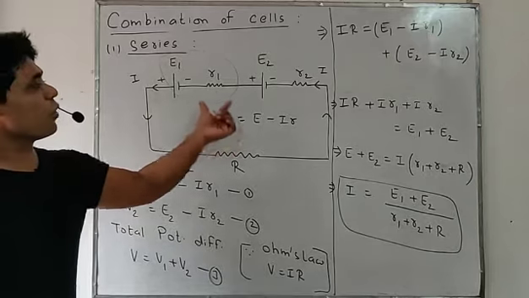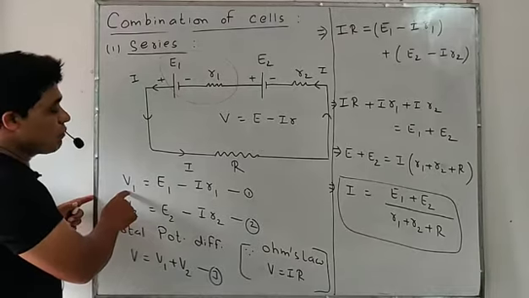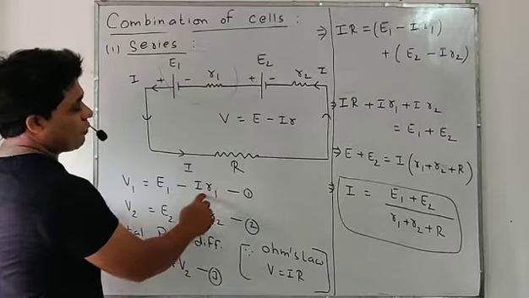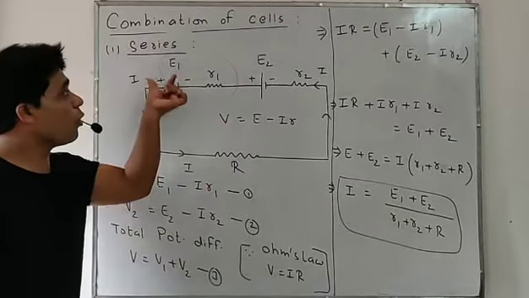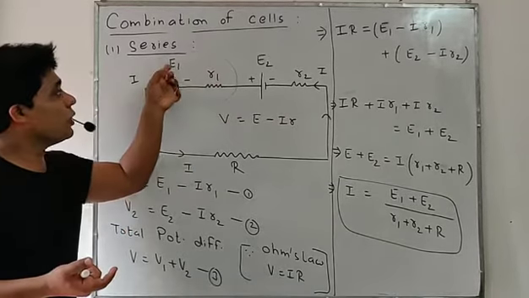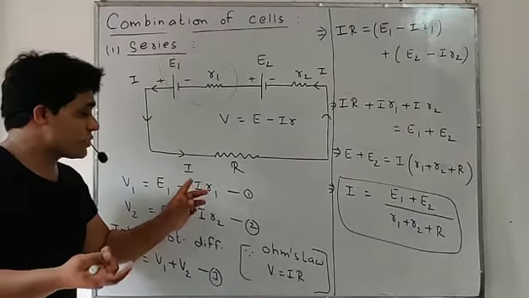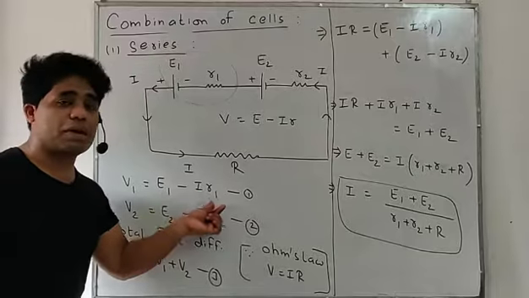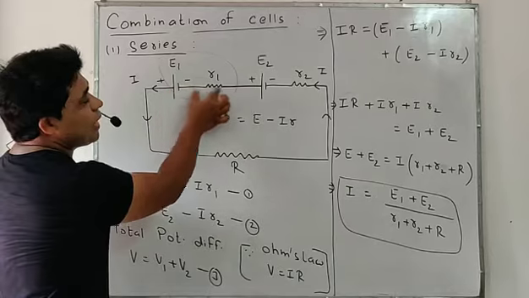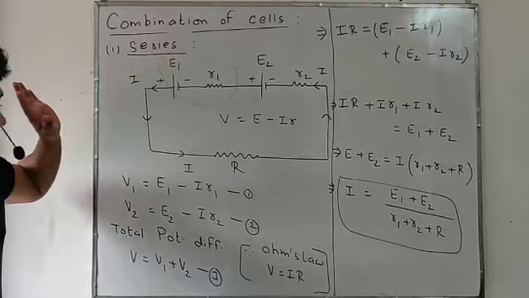So look students, I am going to use it first for the E1 cell. What will be the formula? V1 equals E1 minus IR1, where I is the current and R1 the resistance. Actually we took the potential difference of the cell, the EMF of the cell, and the potential produced by this resistance. The EMF of the cell is E1 and the potential due to this internal resistance is IR1, current into resistance. So the potential difference for the first cell is E1 minus IR1.